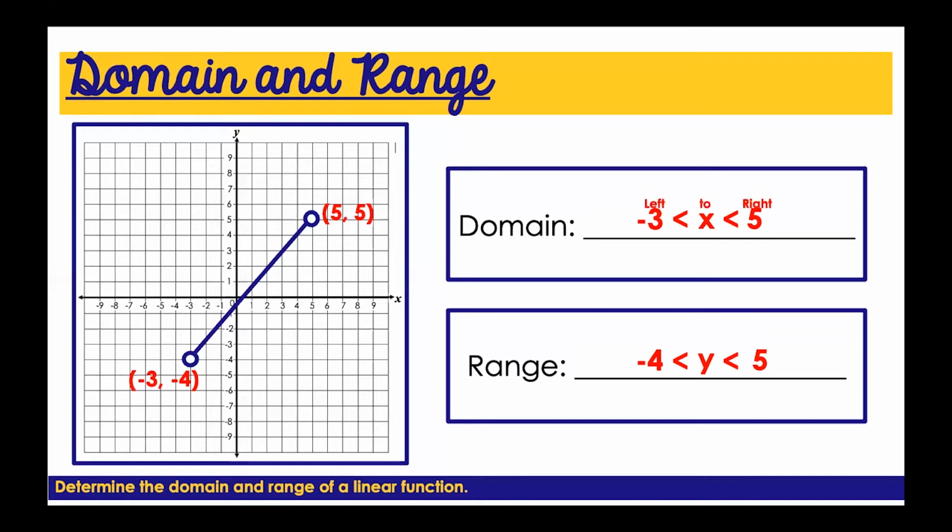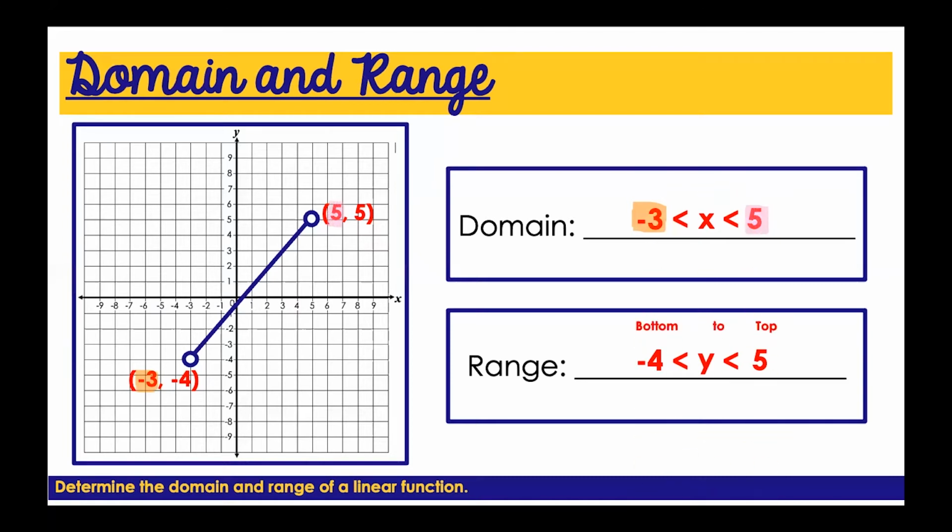Remember that domain goes from left to right. So I'm looking for my leftmost x coordinate to be -3. In the point -3, -4, -3 is the x coordinate. And because we're doing domain, we're looking at the x. So that checks out. And then the x coordinate of my rightmost point should be 5, and it is. So that answer is correct.